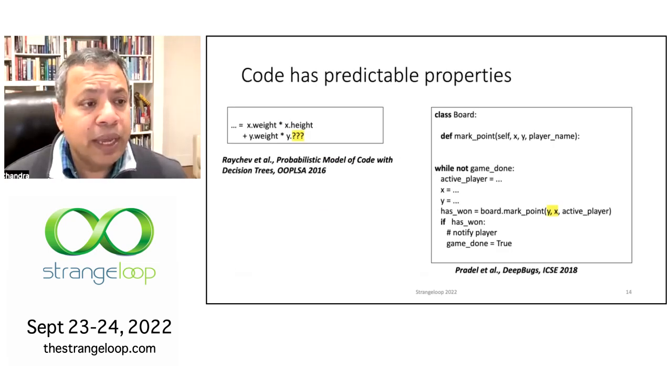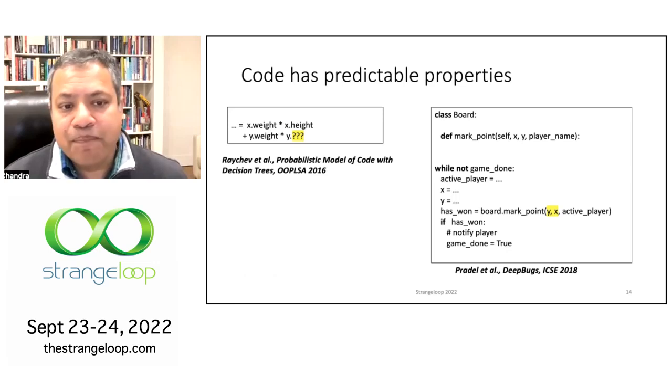Let's look at something else. So if you look at the box on the left, x.weight times x.height plus y.weight times y, and we are trying to get the computer to predict what comes after the second y., where there are question marks. It would be a pretty good guess to say it's y.height. Maybe type wise it could have been y.weight, but in this particular context you pretty much know it should be y.height.